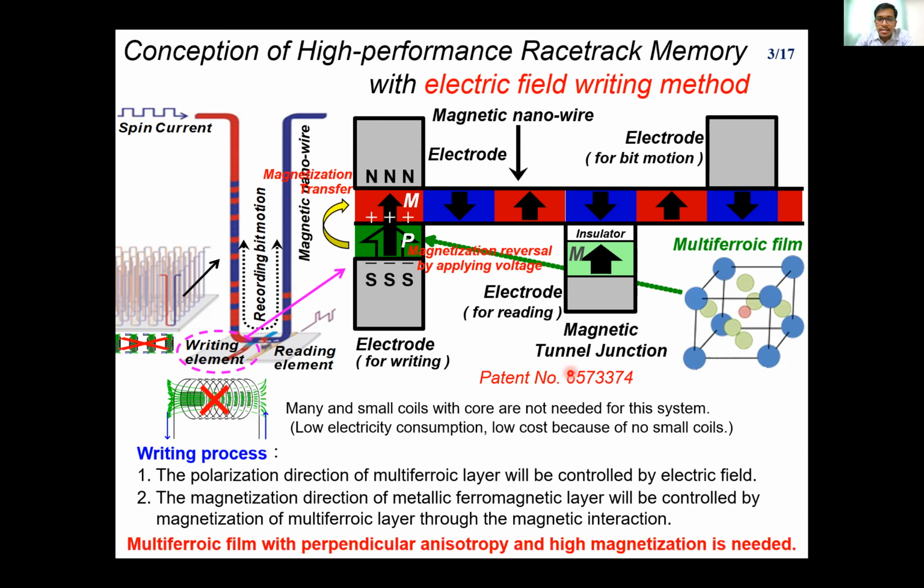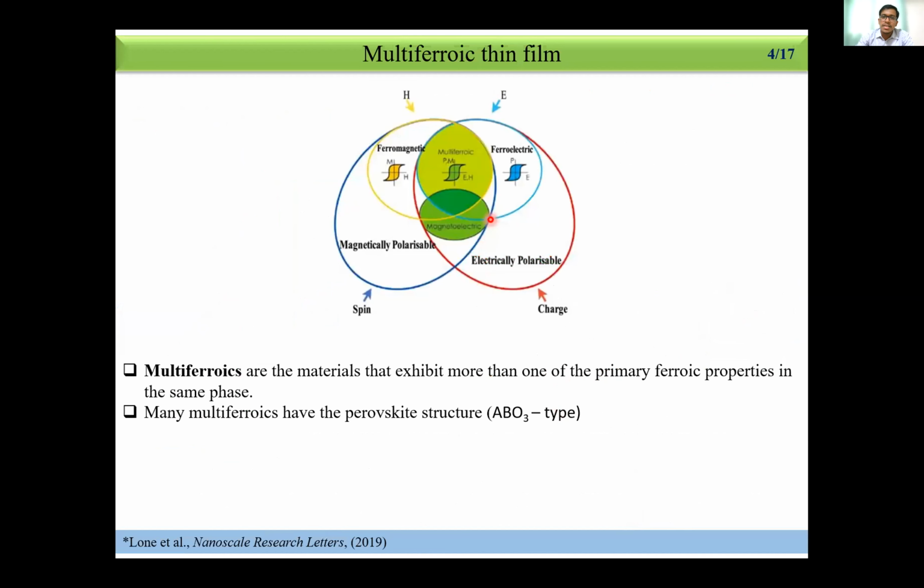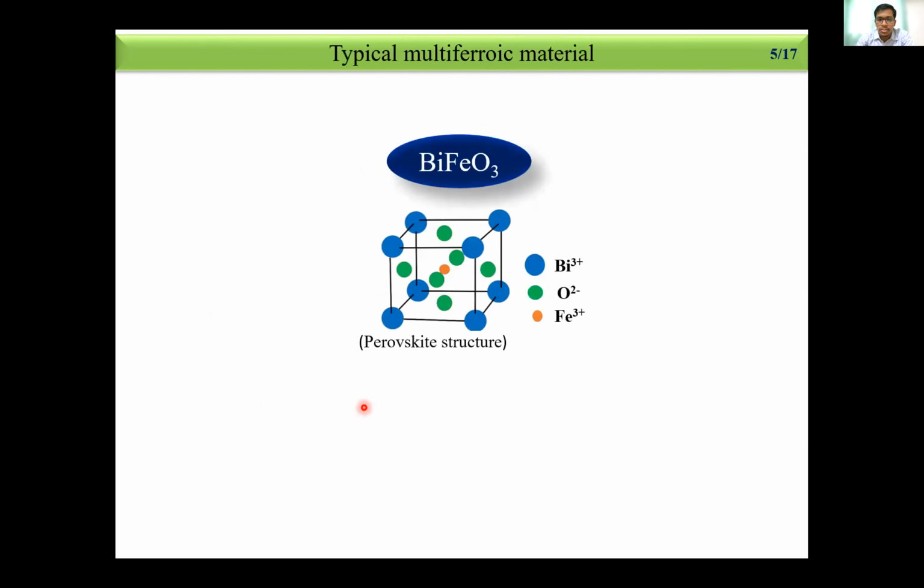So the first important thing is that the material for the multiferroic film should have very good perpendicular anisotropy and high saturation magnetization. This is really very important for device application. As I discussed about multiferroic thin films, we know very well these are materials that exhibit more than one ferroic property in the same phase. Here I will be focusing on ferroelectric property and ferromagnetic property, and these are mostly perovskite structures, ABO3 type structures.